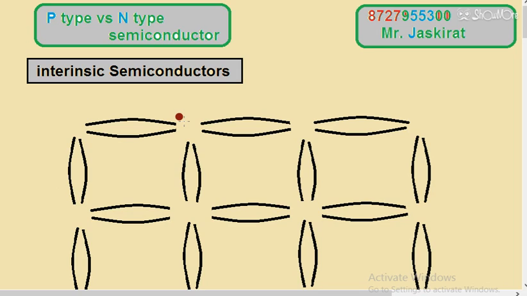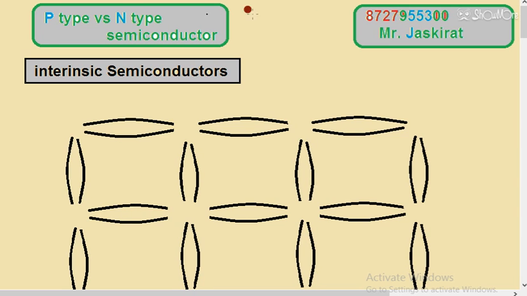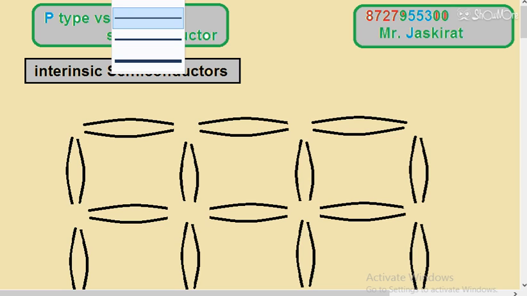In this session, we are going to discuss P-type and N-type semiconductors. So this is lecture number two. Before this lecture, you must have seen lecture number one, that is, the introduction to semiconductors. In this lecture we will study P and N-type semiconductors, as well as some other topics. So without wasting any time, let's start the session.